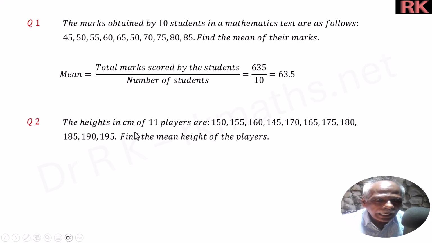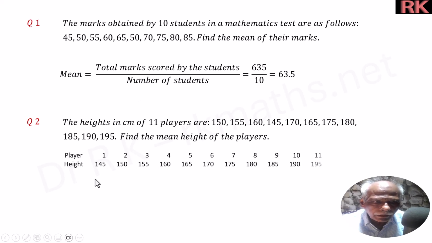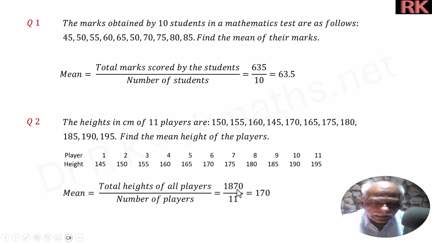Question number 2, the heights in centimeter of 11 players are given here. Find the mean height of the players. The formula is the same. Number of players is 11. The total height, we'll have to sum it up. So total height is 1870. Number of players is 11. So mean is equal to 1870 divided by 11 is 170 centimeter.